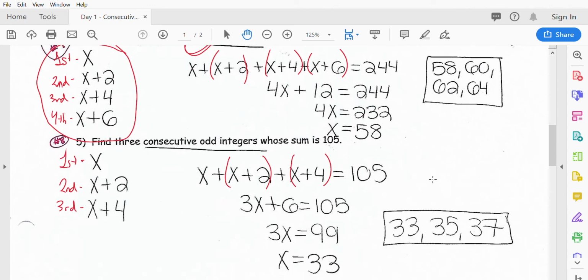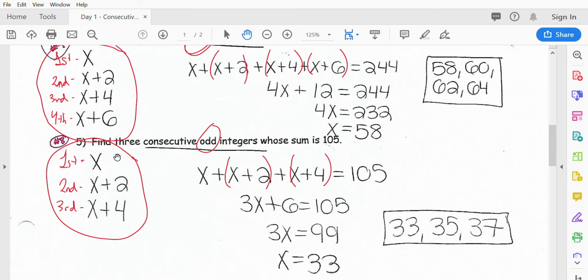3 consecutive odd integers. Once again, whether even or odd, the spacing between those integers is 2 units each. So x plus 2, x plus 4. The sum, once again, so add them together and get 3x plus 6 equals 105. Subtract 6, get 3x equals 99. And divide by 3 and get x equals 33. So the 3 consecutive odd integers are 33, 35, and 37.